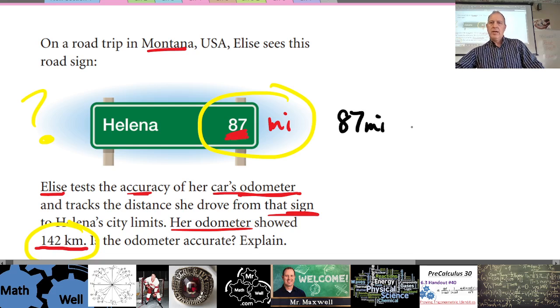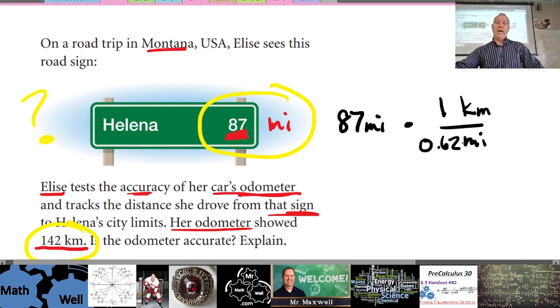87 miles. I want to turn this into kilometers, so I'm going to put miles here and kilometers here. Now, this will work if I know the connection between miles and kilometers. Do I know the conversion? I think we do, right? 1 kilometer is how many miles? 0.62. That should be on your formula sheet, right? So there you go. Now look, miles are going to cancel out. And this tells me that I have to do 87 times 1 divided by 0.62, or 87 divided by 0.62.